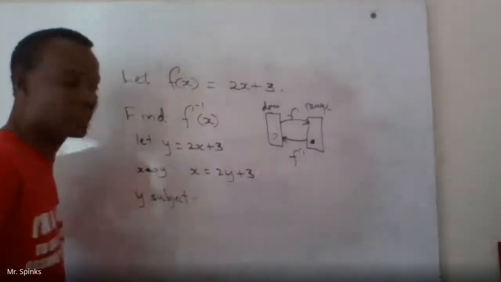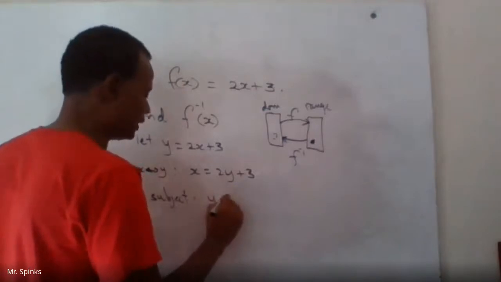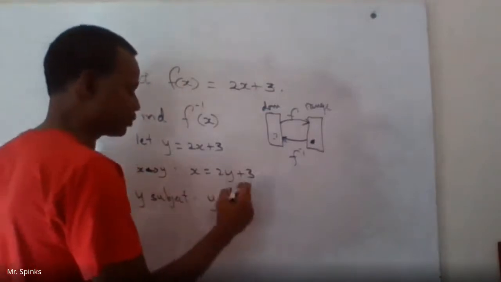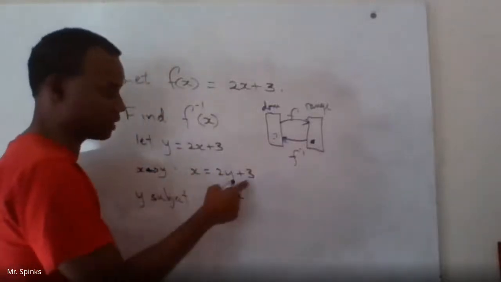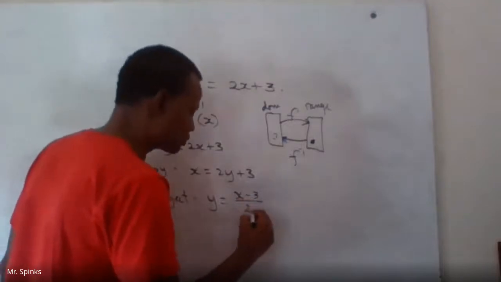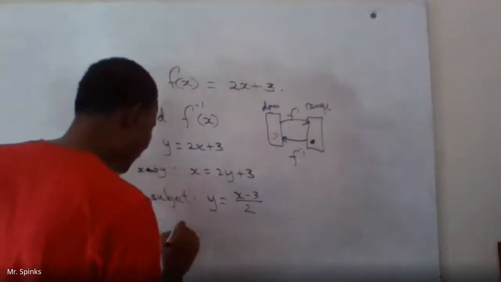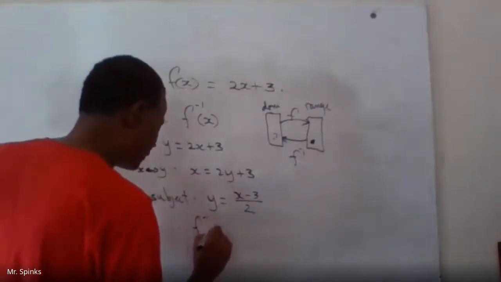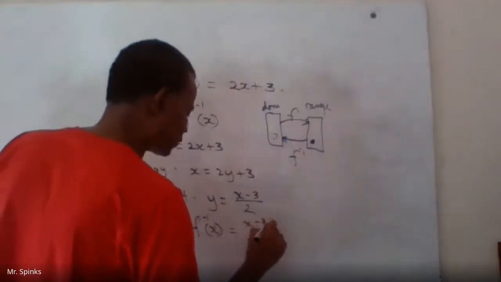So y the subject will produce y equals x minus 3. Don't follow exactly what I'm saying. x minus 3, because I have to get rid of this 3 here, all over 2, because I'm multiplying by 2 here, so I divide by 2 there. And therefore, I have f inverse of x is equal to x minus 3 over 2.